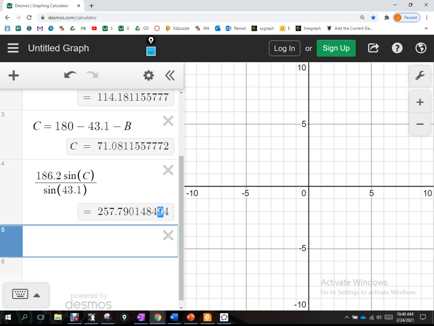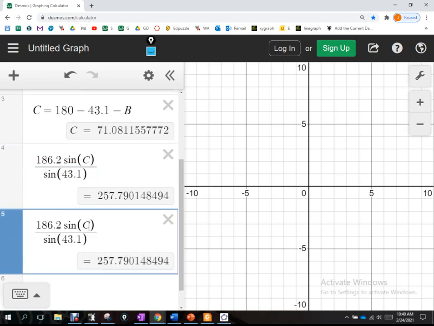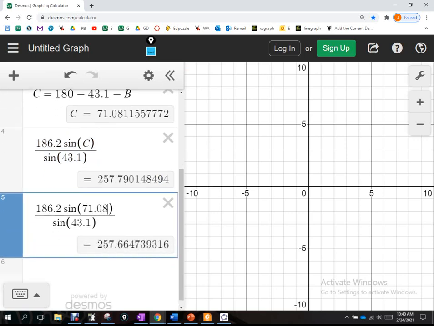If I use 71.08 instead, you can just see that the hundredths place is different, right? Because I used a rounded value, my answer is going to be a little bit inaccurate. And the precision is important as we do these types of things. Does that make sense? Okay.